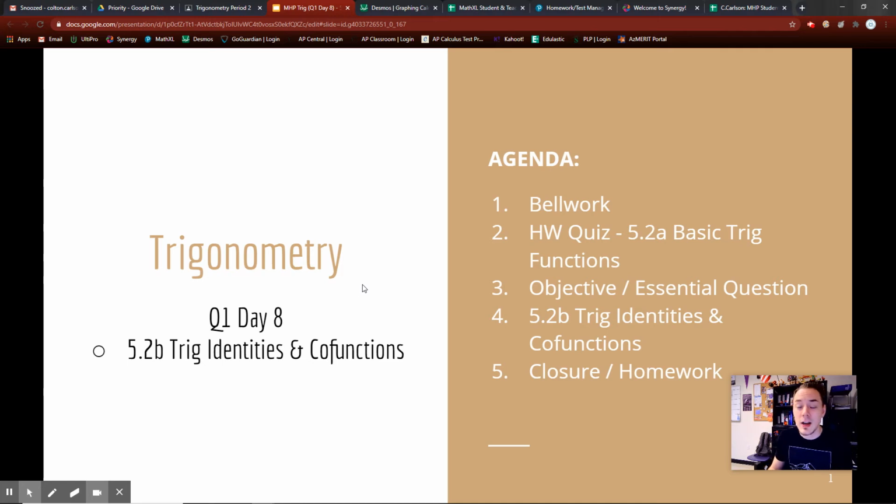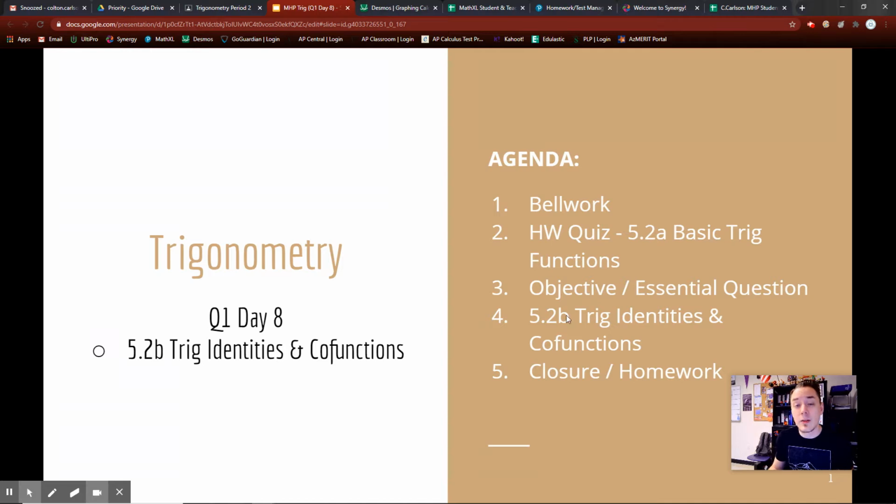Welcome back, Trig. We're going to be finishing up 5.2 and go over trig identities and cofunctions. So what is that going to look like today? We're going to go through bell work so we are adequately prepared for your homework quiz for 5.2a, basic trig functions. We're going to go over the objective, the essential question, how are trig identities really related to special angles. We're going to talk about that.